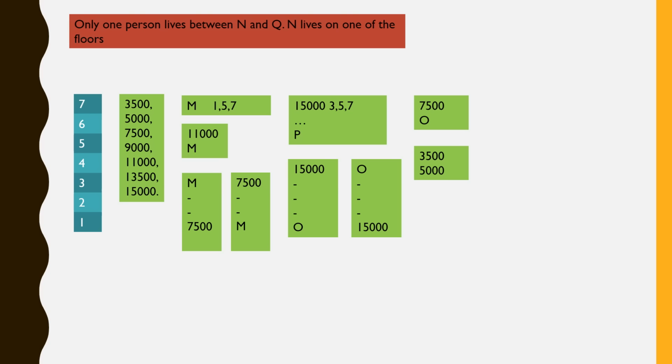Only one person lives between N and Q, and N lives on one of the floors above Q. Here it has been given that N is living above Q, therefore only one possibility is there, N dash Q. Q dash N will not be possible in this case.